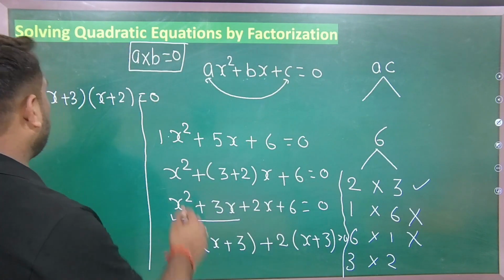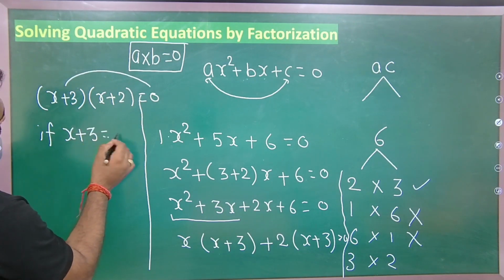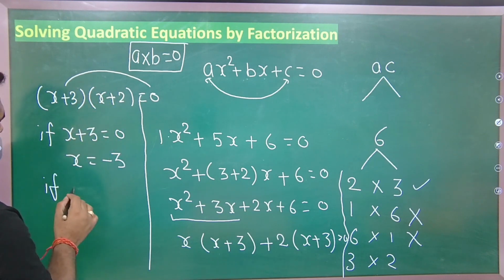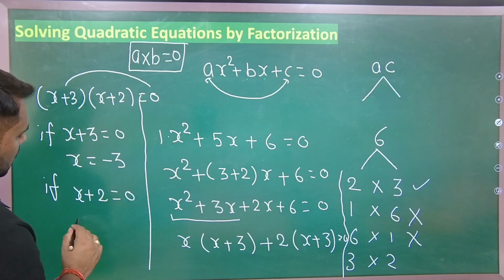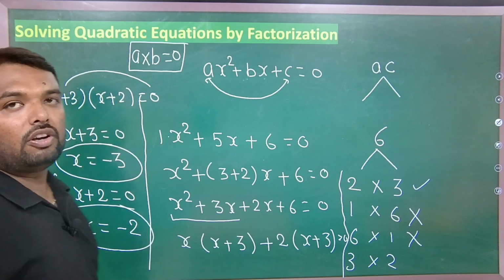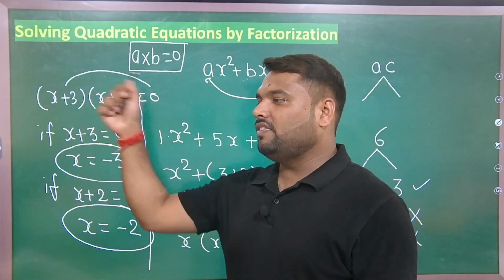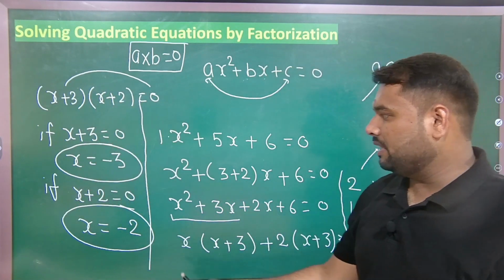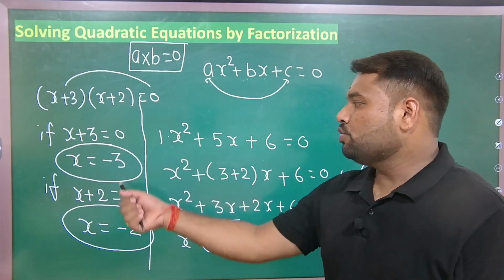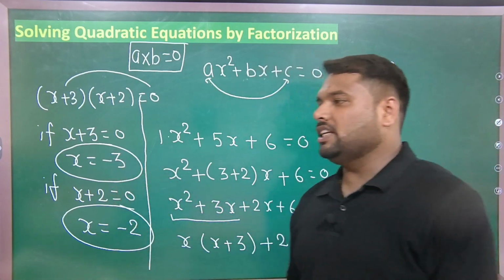Hence, from here we can write: if x plus 3 equals 0, then x equals minus 3, and if x plus 2 equals 0, then x equals minus 2. Hence, minus 3 and minus 2 are the roots of this quadratic equation. Got the point? This is the method of factorization. So the roots of this quadratic equation, x square plus 5x plus 6, are minus 3 and minus 2.